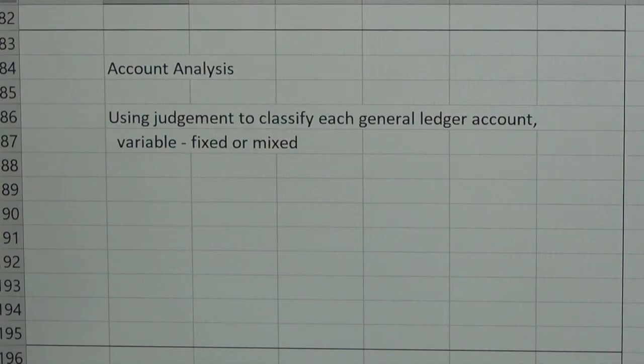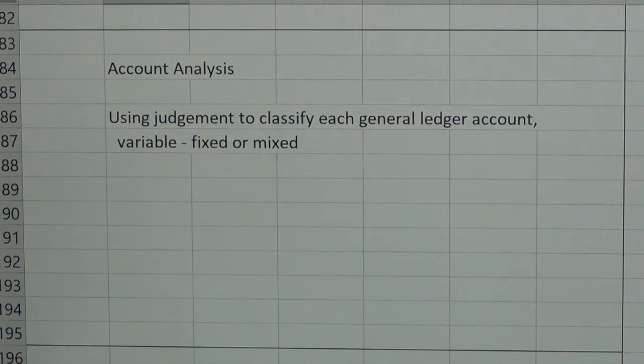And when we're talking about the account analysis, it's pretty straightforward. It's using judgment to classify each general ledger account, each expense account, and trying to figure out how it behaves. Is it variable, or is it fixed, or is it mixed? So we're going to use our best judgment. We're going to break those expense accounts into those 3 categories. And then based upon that, we're going to project future costs.